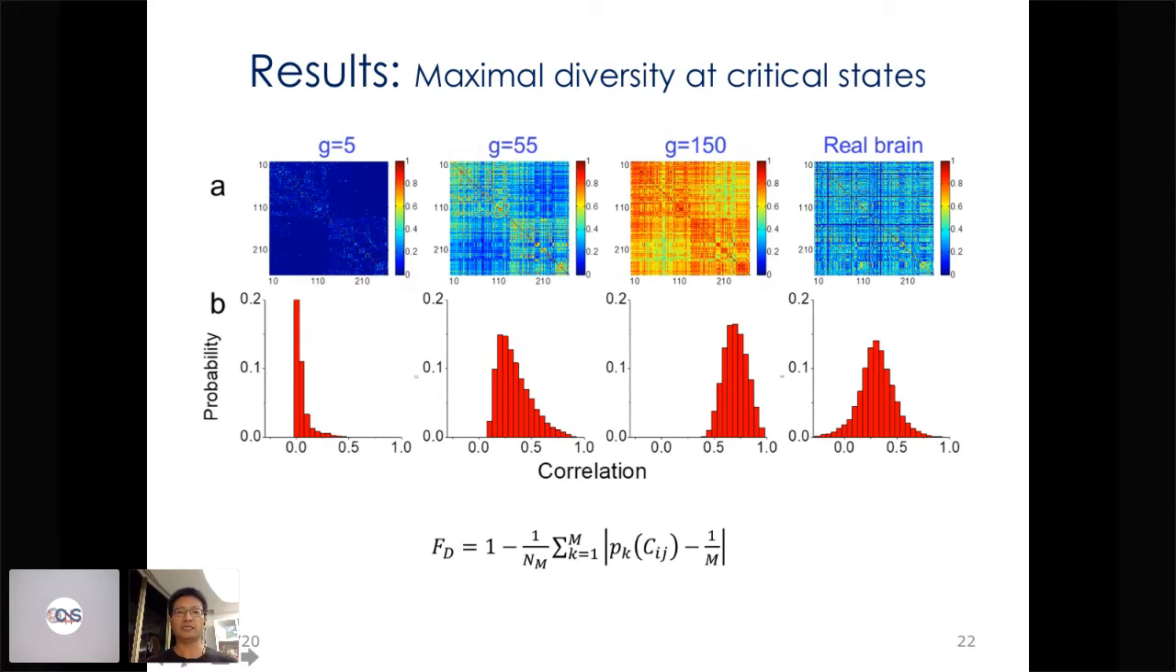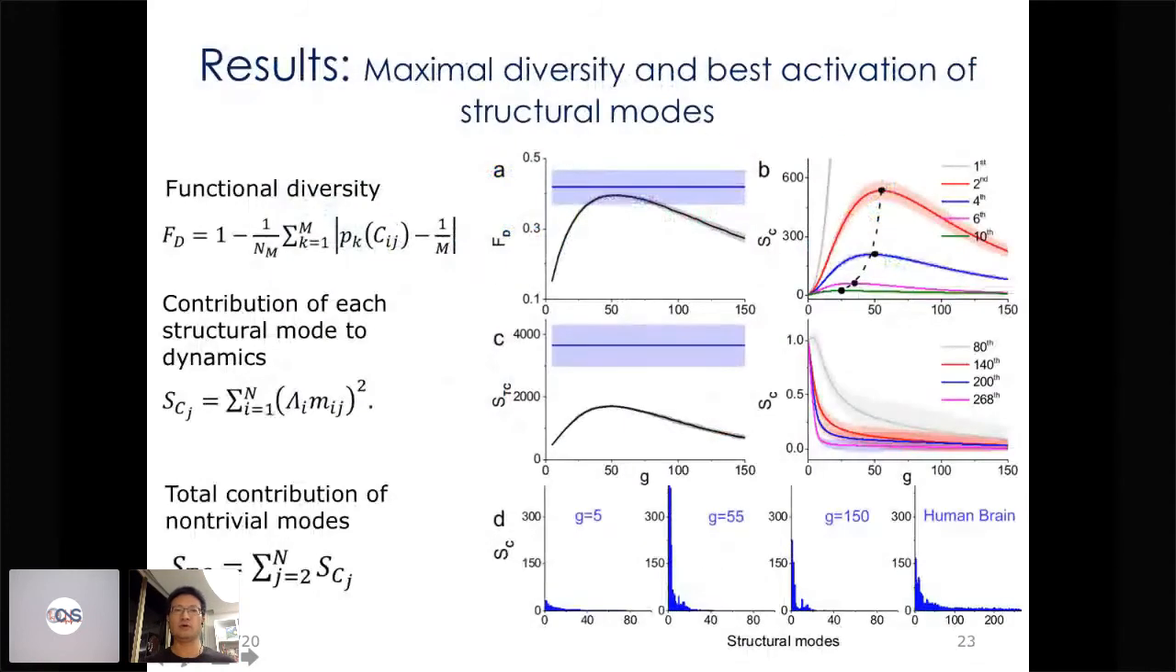So we can measure this diversity as the similarity to a uniform distribution. And you can see that when we increase the coupling G, this diversity achieves a maximal value where the real and the model network are very similar. Actually, this measure of the functional diversity from real data is also very close to the maximal value of the model. So from this comparison, we can see a kind of evolution trying to put the brain to maximize this functional diversity.